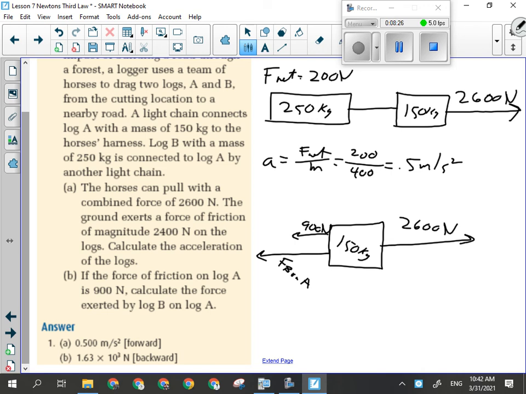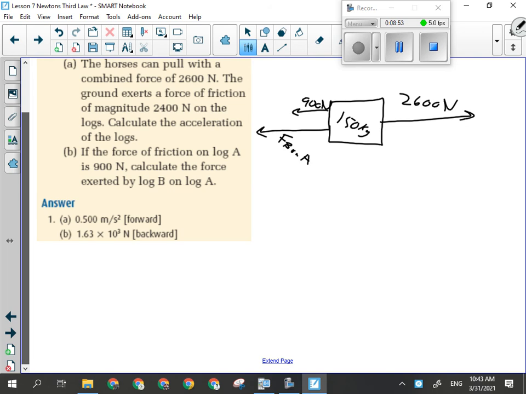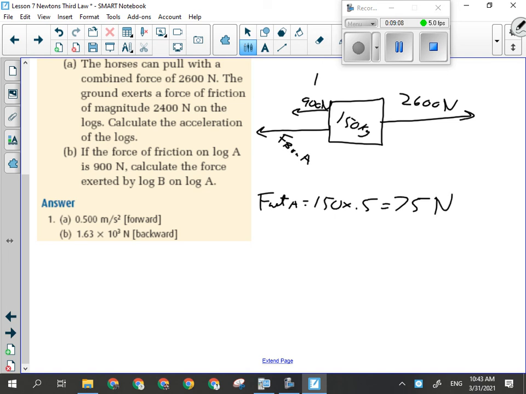What do I need to do before I can do that, though? What haven't I calculated for log A yet? Which force? Yeah, net force. I haven't calculated the net force on log A yet. I calculated the net force on the system, it was 200 newtons, but that was for all 400 kilograms. I need to know the net force on log A so I can use the sum of all forces to get the force I'm supposed to calculate. So F net on log A is 150 times 0.5. So my net force is 75 newtons forwards.